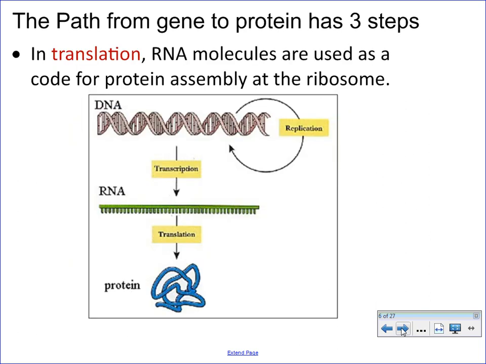And then in the last step, in translation, the RNA molecules are used as a code for protein assembly at the ribosome. So that RNA encodes that message of what amino acids need to be added in what order.